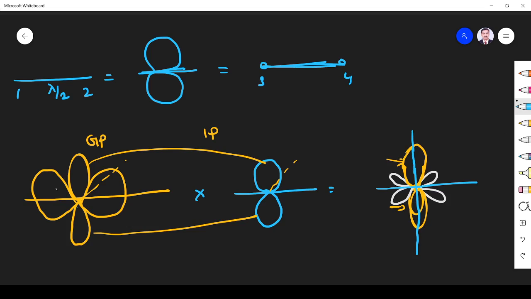Right, that's all about this session. I hope you understand this, right? So this is the group pattern, this is the individual pattern or unit pattern. When you multiply both, what we get is this value. Here we have a null. So that's why we have a null here. Here we have a null, we have a null. So we have a null here. Right? I hope you understand this concept.